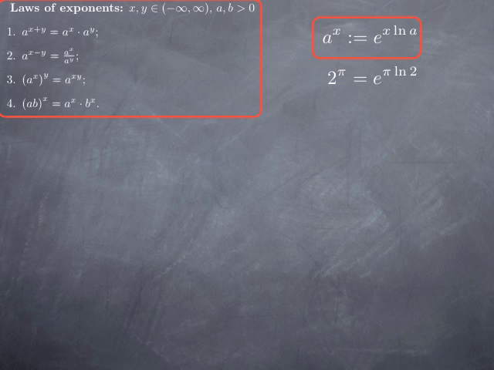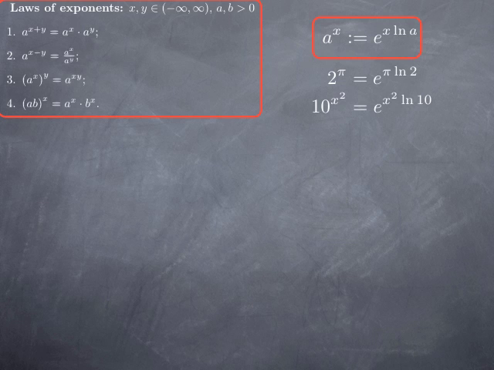From that follow these laws of exponents, but just to illustrate the definition, for instance 2 to the pi, you should really think of that as e to the pi times ln of 2. Or an expression like 10 to the x squared, you should immediately rewrite that as e to the x squared ln of 10 if you have to do anything with it, like for instance differentiating.